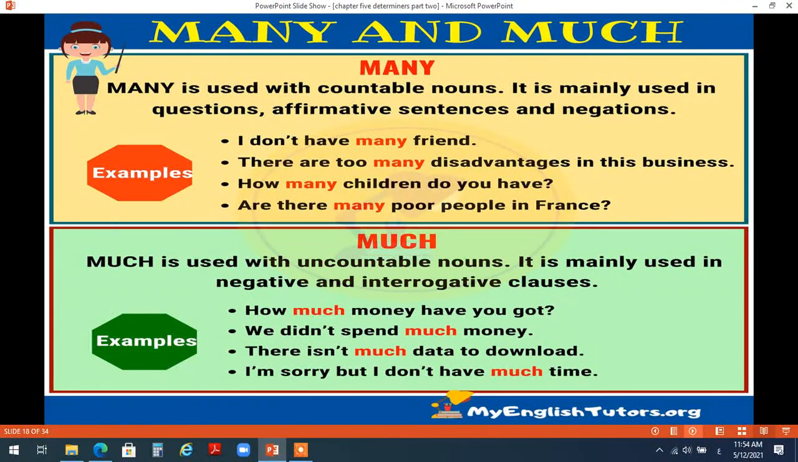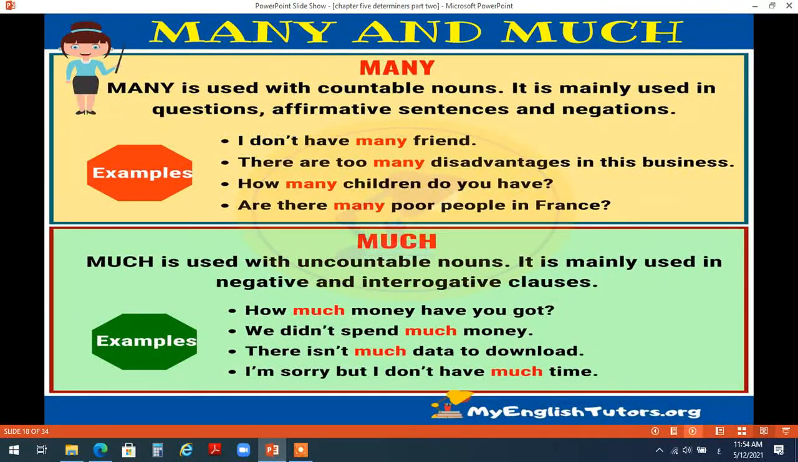And are there many poor people in France? Here we also have an interrogative sentence. As for much, it is used with uncountable nouns. It is mainly used in negative and interrogative clauses. The types of sentences in which much is used are either negative sentences or interrogative sentences.